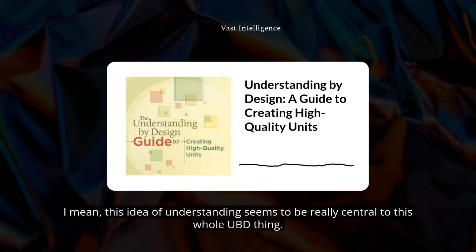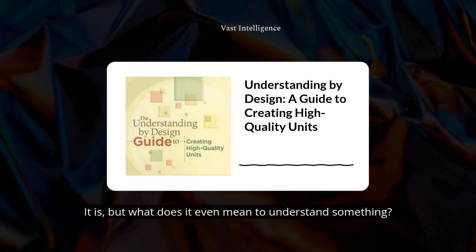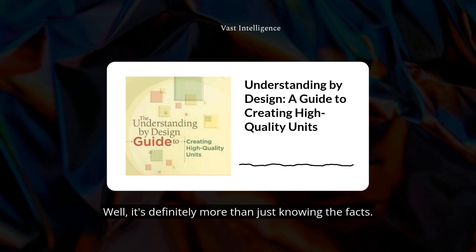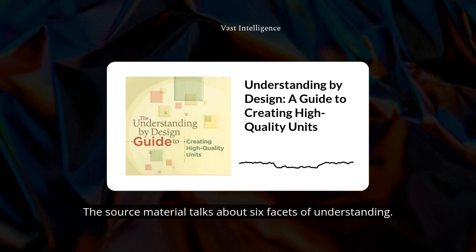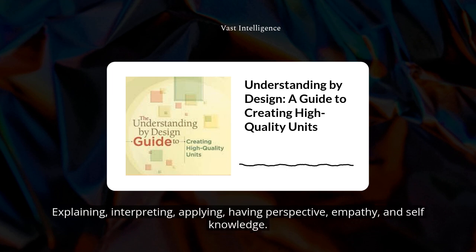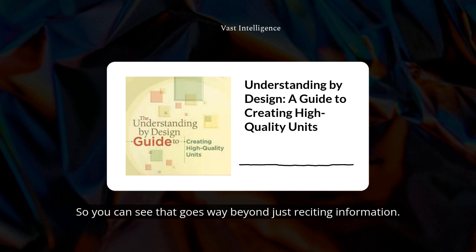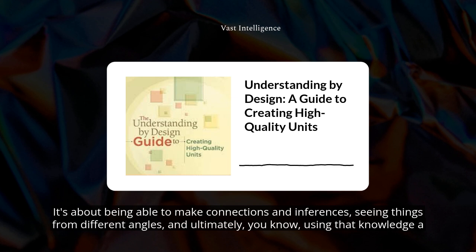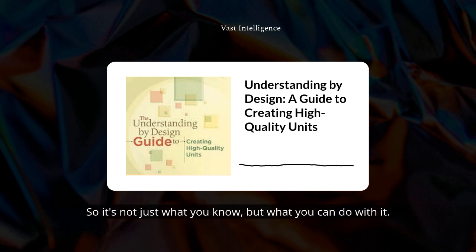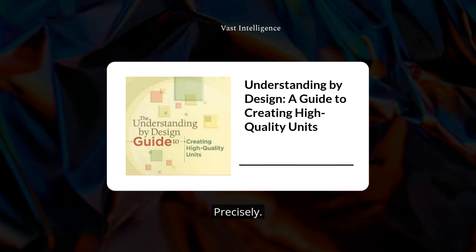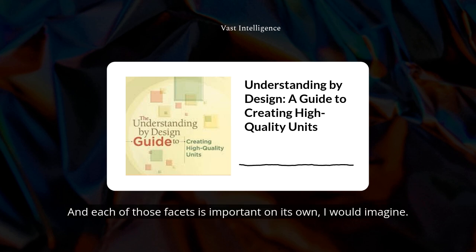This idea of understanding seems to be really central to this whole UBD thing. It is. But what does it even mean to understand something? Well, it's definitely more than just knowing the facts. The source material talks about six facets of understanding: explaining, interpreting, applying, having perspective, empathy, and self-knowledge. That goes way beyond just reciting information. It's about making connections and inferences, seeing things from different angles, and ultimately using that knowledge in a meaningful way. So it's not just what you know, but what you can do with it. Precisely.